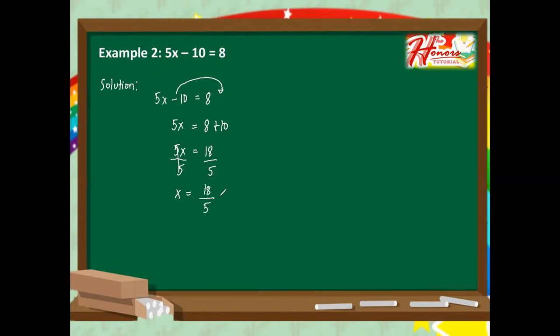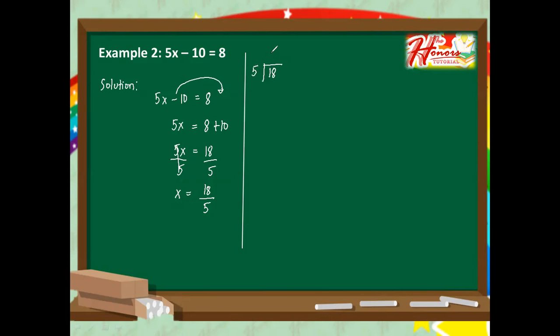Since this is an improper fraction, meaning it is not simplified yet, we have to simplify it. But how? And why is it improper? It is improper because the numerator is greater than the denominator. So in this case, if it is an improper fraction, you have to change that into a mixed number by dividing the numerator and denominator. So 18 will be your dividend and 5 will be your divisor.